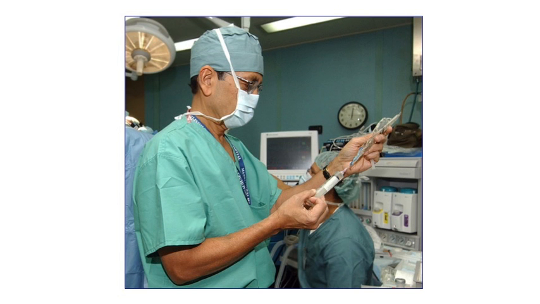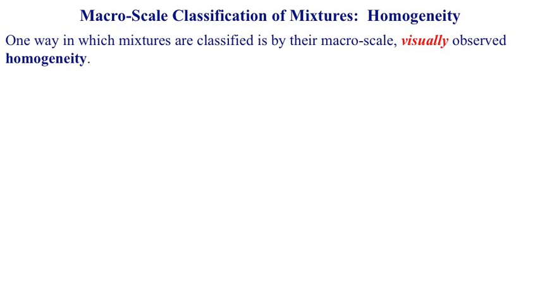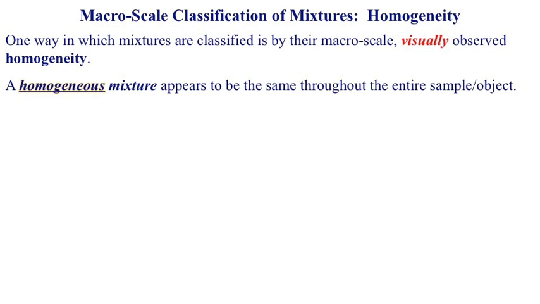Many medications are administered as solutions. Some are also administered as colloids or suspensions. In the healthcare field, an understanding of mixtures is very important in order to know how much and at what rate medicines should be administered. One way in which mixtures are classified is by their macroscale, visually observed homogeneity. A homogeneous mixture appears to be the same throughout the entire sample.